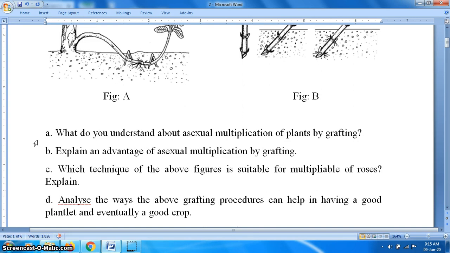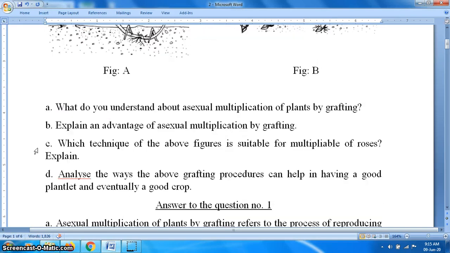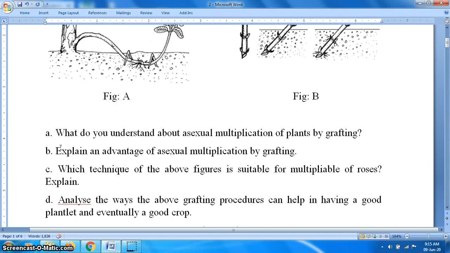Question A. What do you understand about asexual multiplication of plants by grafting? The answer of this question is: asexual multiplication of plants by grafting refers to the process of reproducing new plants without using seeds. Now, question B. Explain an advantage of asexual multiplication by grafting.